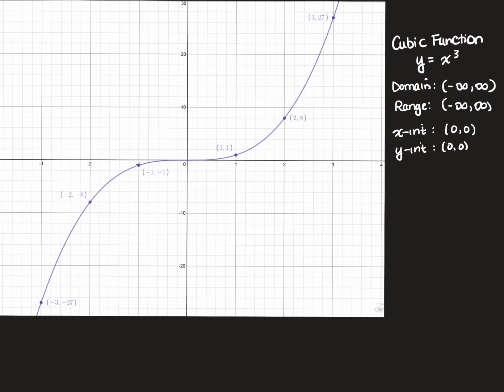This has reflection across the origin. It's an interesting type of graph that we call an odd graph. We're not really going to get into that this year, but next year you'll hear more about that. So we could just say it reflects across the origin.